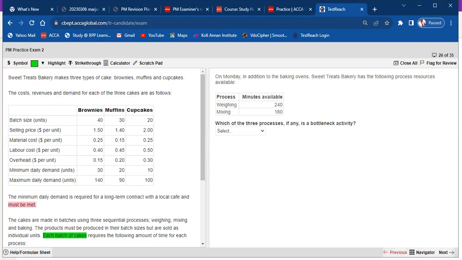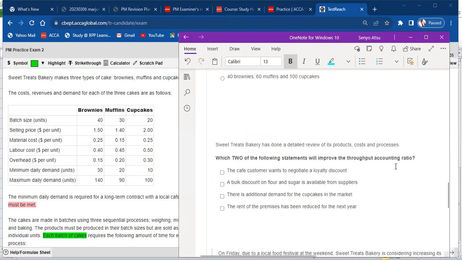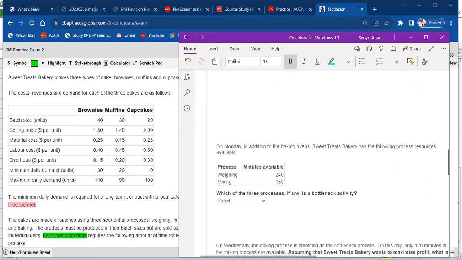Question 26. On Monday, in addition to the baking ovens, Sweet Trees Bakery has the following process resources available. Which of the 3 processes, if any, is a bottleneck activity? Friends, how do you find bottleneck? Same as you did with limiting factor analysis and the marginal costing.